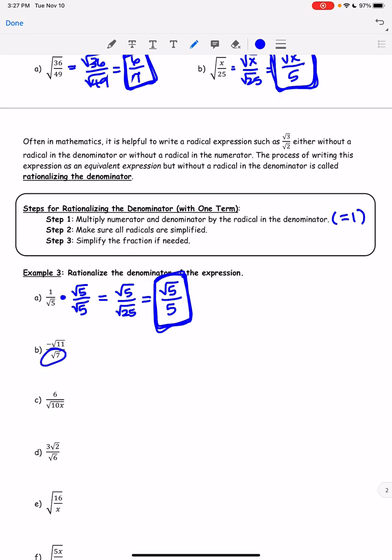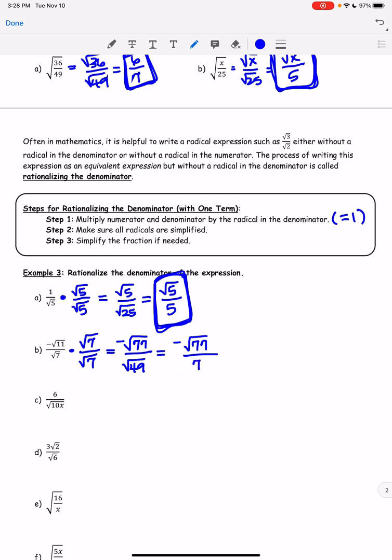Same thing on B. We have a square root 7 in the bottom. So I'm going to multiply this by square root 7 over square root 7, which equals 1. So in the top, we've got negative square root of 11 times square root 7 to get negative square root 77. And then on the bottom, square root 7 times square root 7 gets me square root 49. 77 doesn't simplify, so that's going to stay as negative square root 77. And then in the bottom, square root 49 comes out to 7.